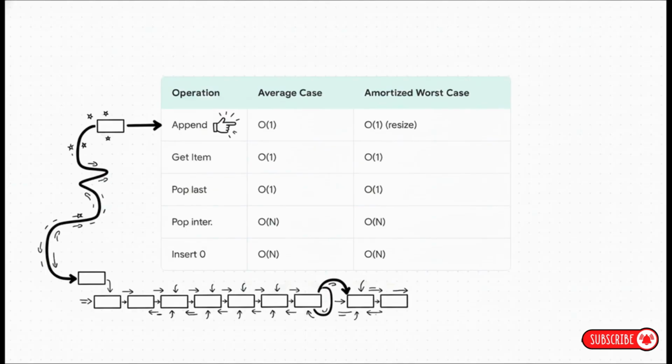Notice how grabbing an item by its index, or appending something to the very end, is O(1). That's constant time, meaning it happens practically instantly, whether your list has 10 items or 10 million. But look at inserting at index 0 or popping a middle element. Those are O(n), or linear time. That means the operation gets slower and slower the bigger your list gets.